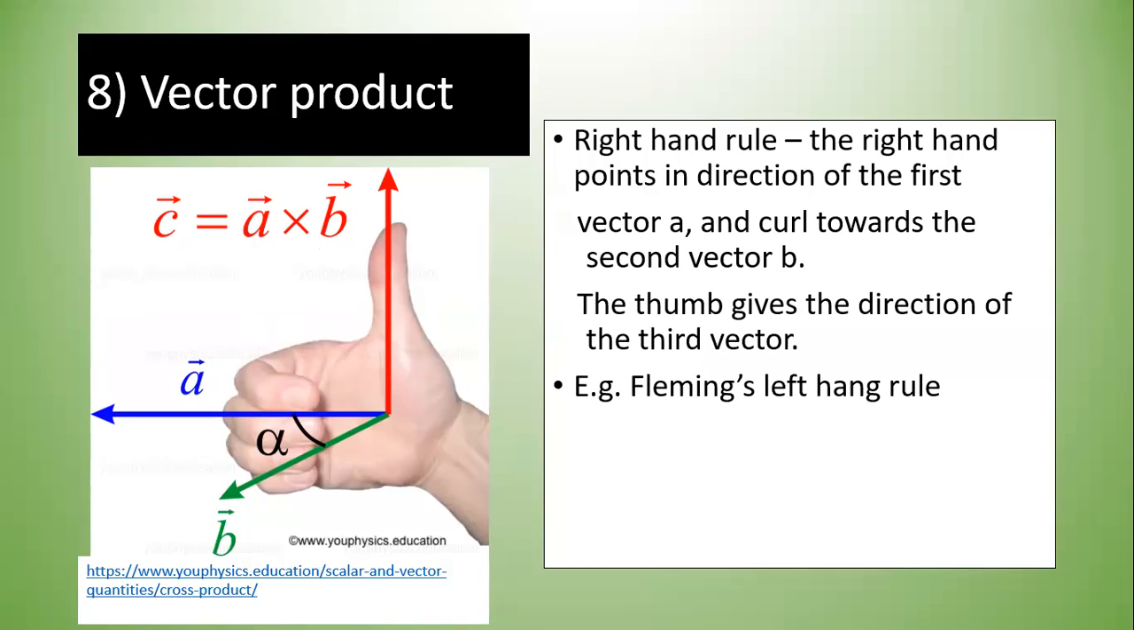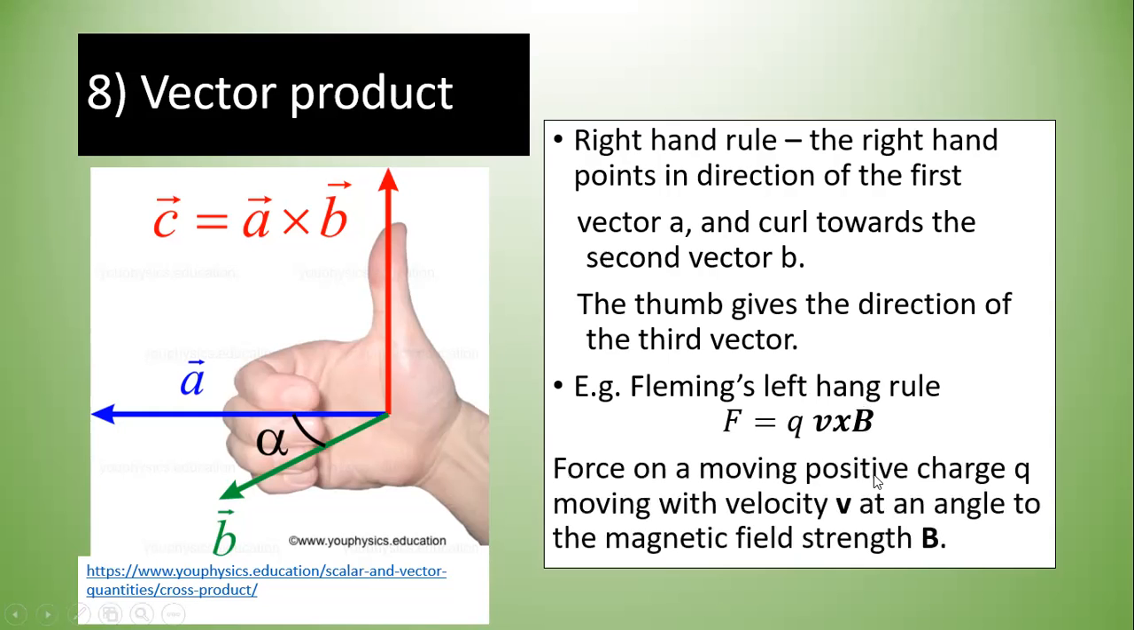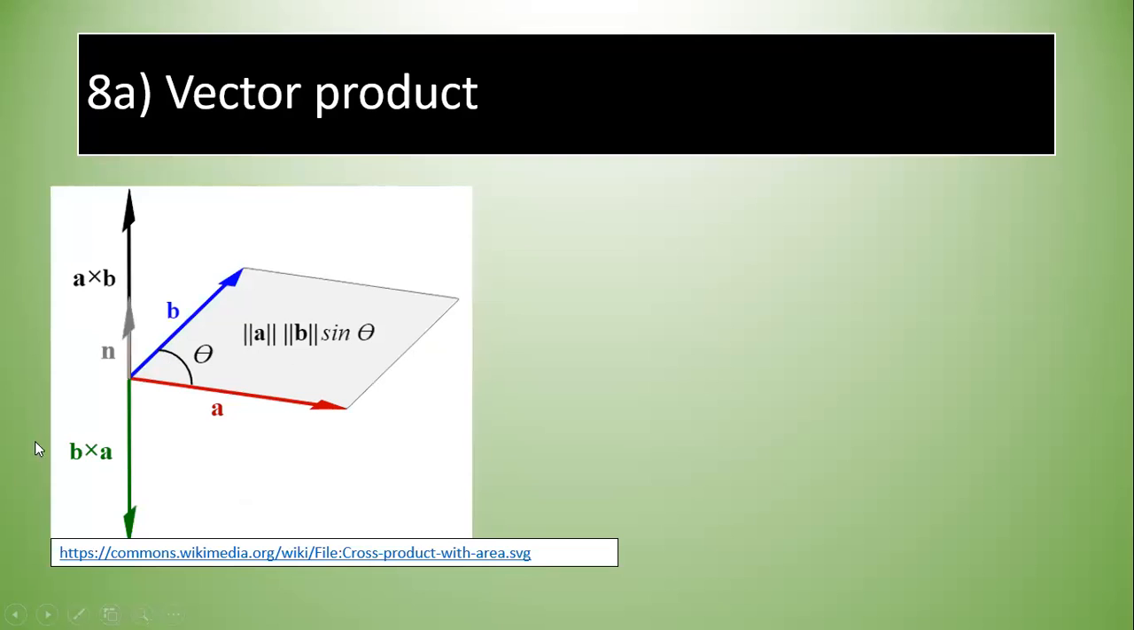Too many rules, very hard to remember. If you use a vector product method, right hand, then it's easier. Right? Example, this one, V times B. That's your charge, that's your velocity of the charge, that's the magnetic field strength. Right? So this is a force on a moving charge, positive charge Q, moving with velocity V at an angle to the magnetic field strength B. Right? So you can see it's important.